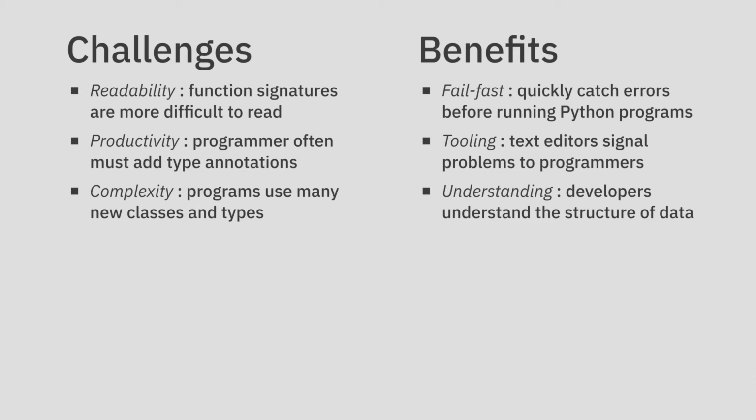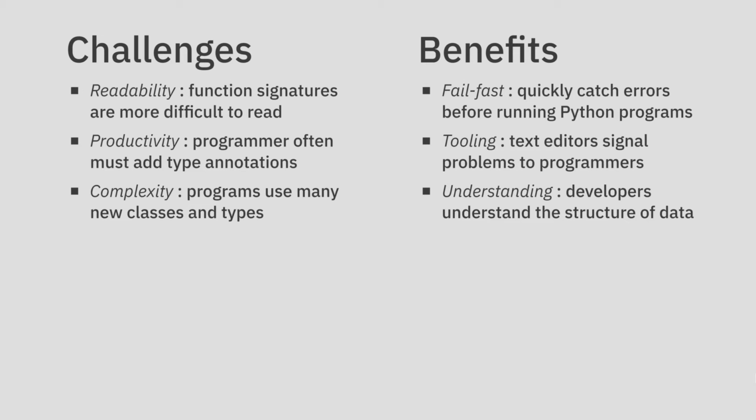However, there are some benefits associated with using these annotations. The first is fail fast. This means that programmers can quickly catch errors before they run their Python program. Tooling is the next benefit. For example, text editors can signal problems to programmers as soon as they happen. The third benefit is understanding. This means that developers can have a better understanding of the structure of the data in their program.